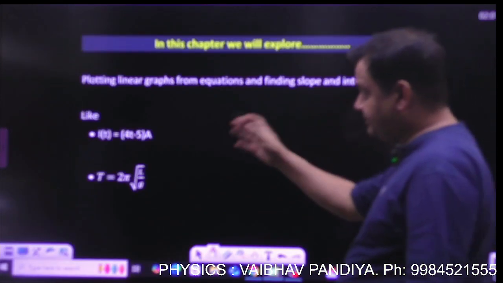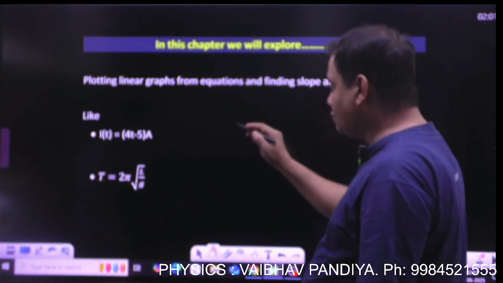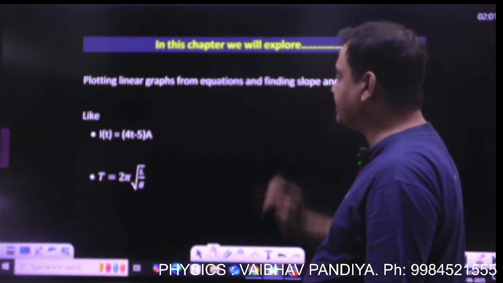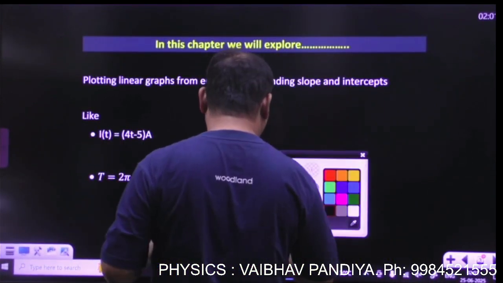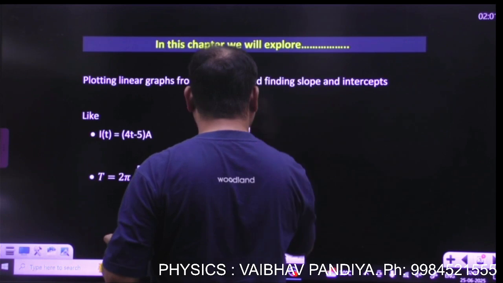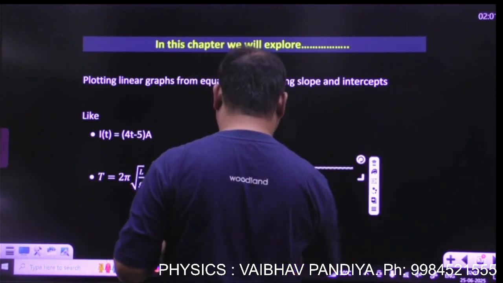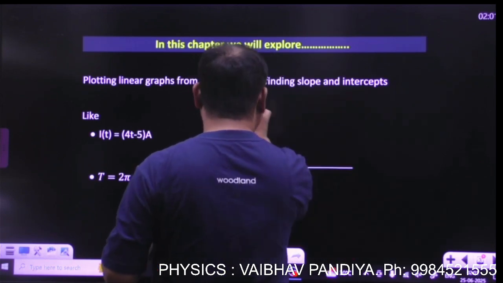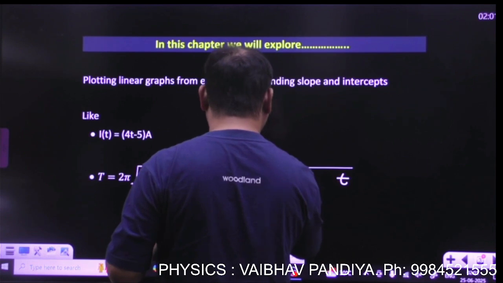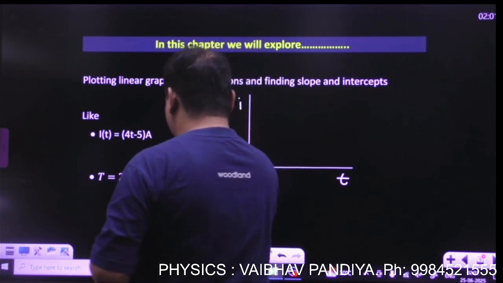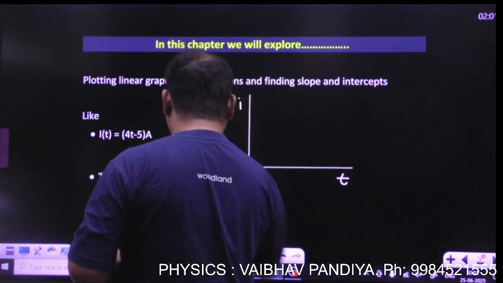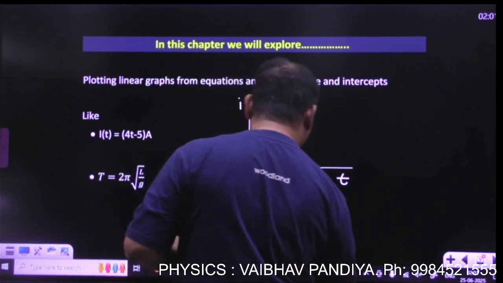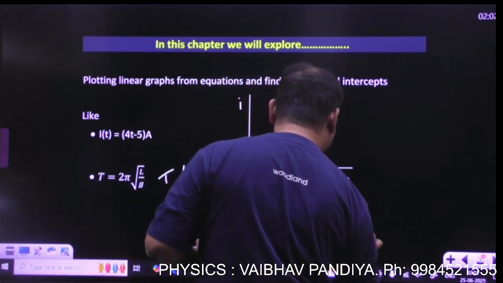So in this chapter we will learn the skill of how to plot the graph when the equation between two quantities is given. Suppose an equation of current and time is given and you have to plot it, then we will learn how to plot the I-t graph. These are the skills which we will learn in these lectures. Suppose the time period of a pendulum is given, so we will see how we can plot T versus root L graph, and how we can plot T square versus L graph.